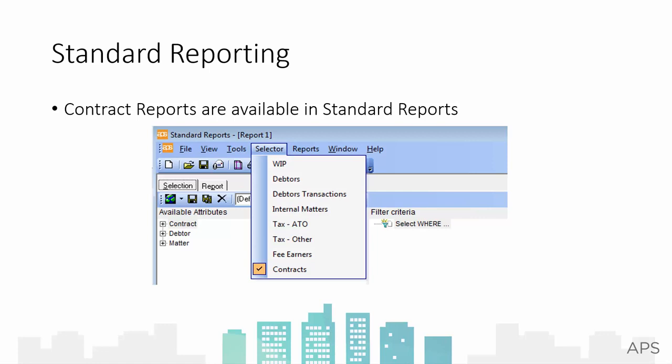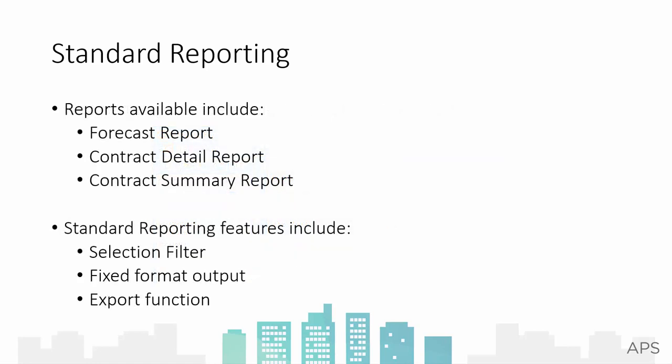Standard Reporting. Standard Reporting offers contract reports by selecting the Contracts option in the selector. Contract standard reports are available by debtor or family group for the following: Forecast Report, Contract Detail Report and Contract Summary Report. Just like all other standard reports, the normal functions apply, like the selection filter, the same filter used in the auto fees process. Output is in fixed formats, and all reports can be exported to Excel or datasheet as needed.